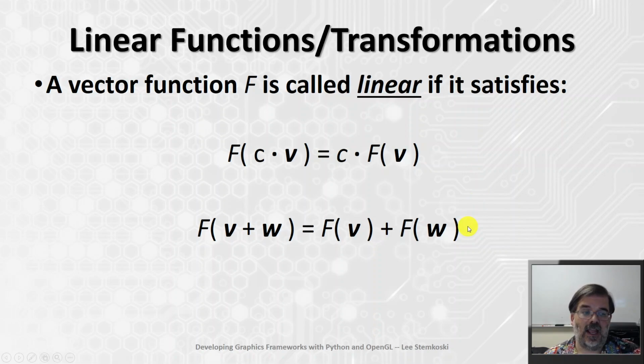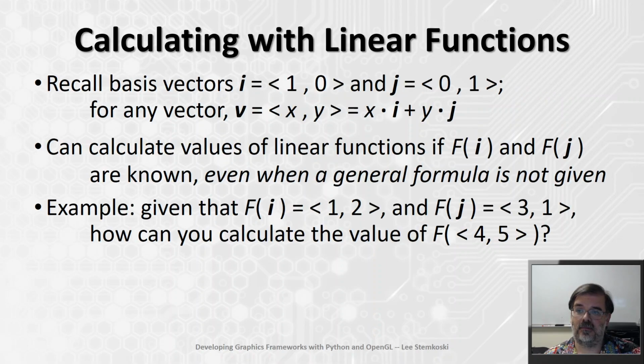Now, it turns out that any vector function with these properties is really amazing to work with. So, you might recall, hopefully from the previous video, the basis vectors i and j. i is the vector 1, 0, and j is the vector 0, 1. And last time we talked about the fact that you could write any vector v, say with components x and y, as a linear combination of these two vectors. You could write it as x times i plus y times j. And it turns out one of the reasons linear functions are so special is that you can calculate the value of a linear function if you know the values of f of i and f of j, even if the general formula is not given.